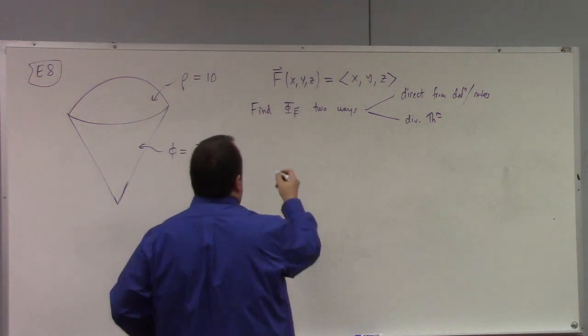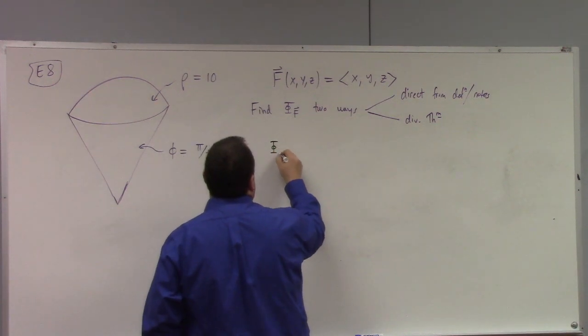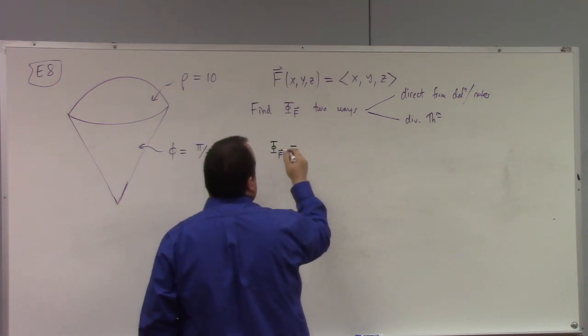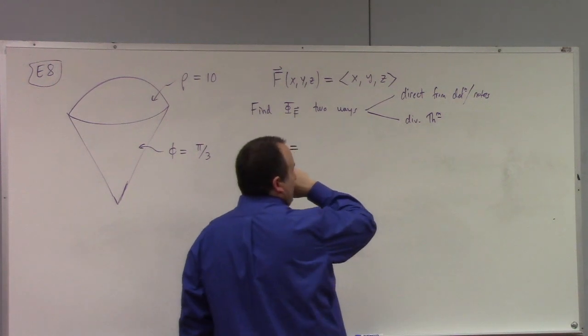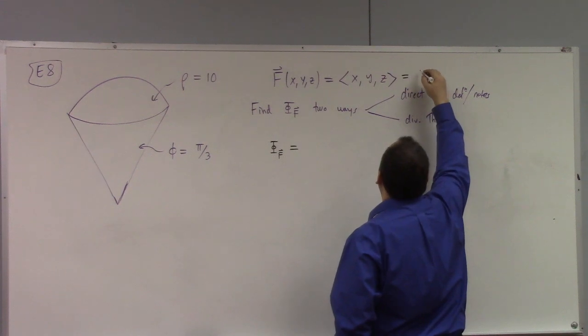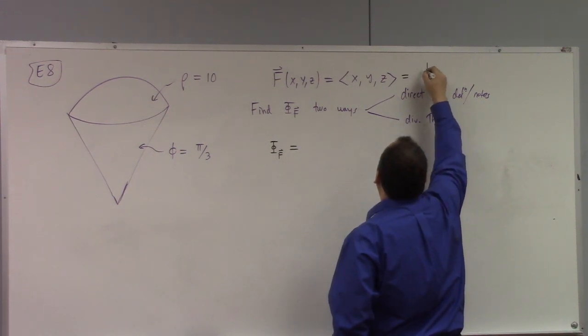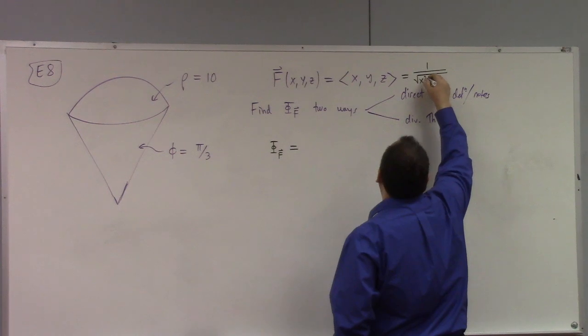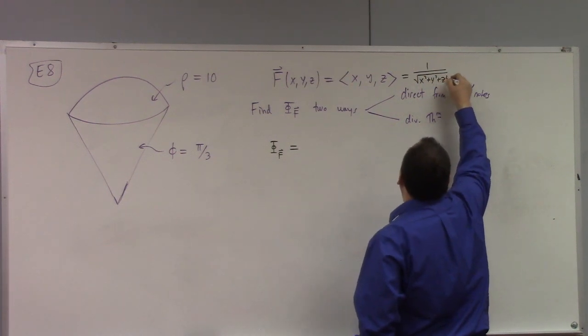So the direct way, well, first of all, let's be smart about this. This is the vector field 1 over the square root of x squared plus y squared plus z squared.